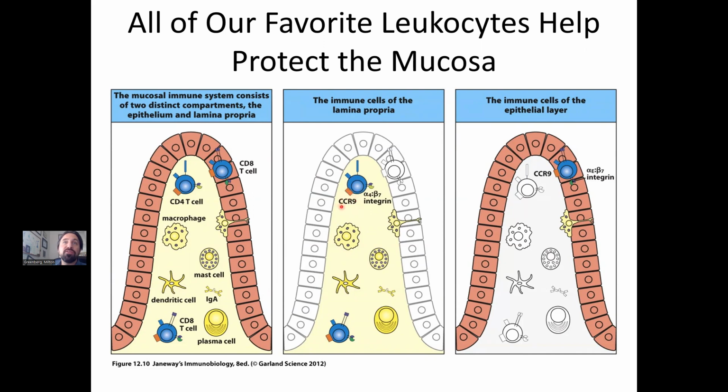So in particular, CCR9 is a chemokine receptor that helps get these cells to the gut. And then once they're in the gut, there are different integrins. These integrins are adhesion molecules on the surface of these cells that help them migrate to areas where they're supposed to be. So for example, the alpha-4 beta-7 integrin helps cells migrate through the lamina propria, where the alpha-E beta-7 integrin helps cells migrate through these epithelial layers.